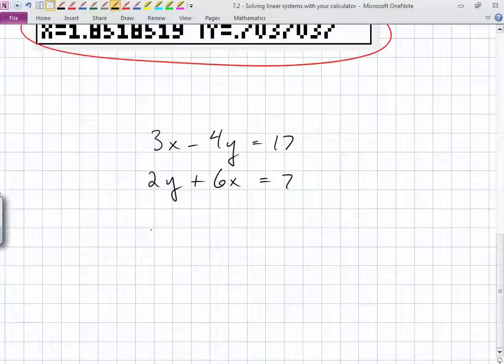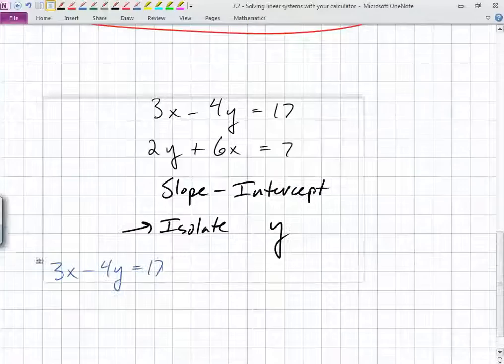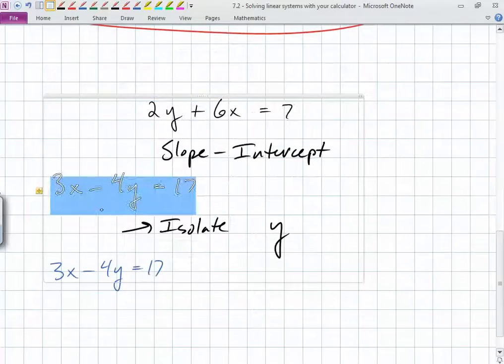You will notice that these are not in the proper form to input into your calculator. To input a function into your calculator, the functions must be in slope-intercept form. To get these in the slope-intercept form, we must isolate y. So let's look at the first function here.